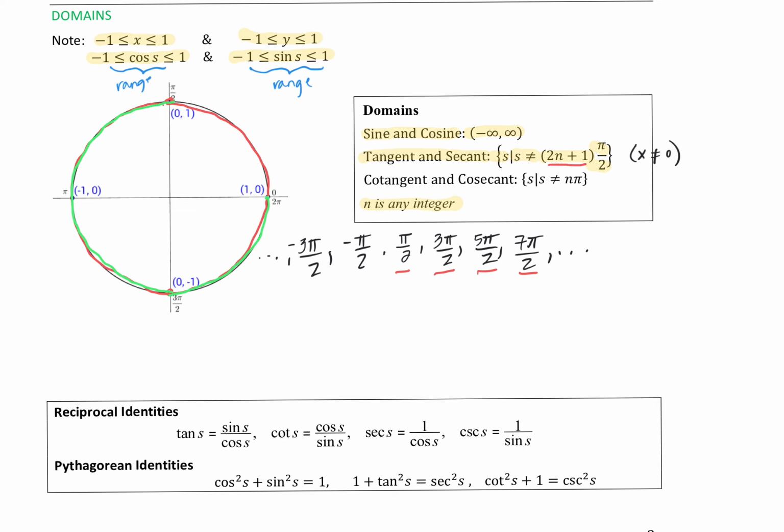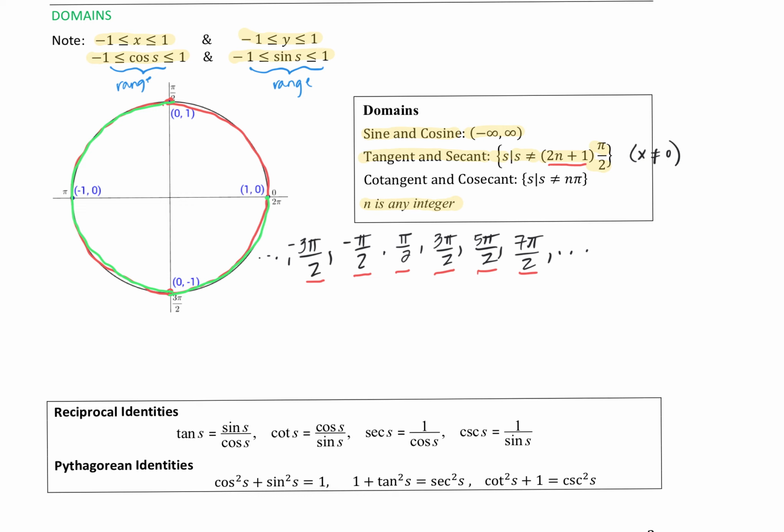If we go in the other direction, remember n is an integer, so it could be negative numbers as well. What if n is negative 1? Then 2n plus 1 becomes negative 1. So it's negative 2 plus positive 1 gives us negative 1 pi over 2. If n is negative 2, then it becomes negative 3 times pi over 2, or negative 3 pi over 2. So this set builder notation, which you don't have to memorize, is an efficient way for us to describe the domain of tangent and secant.